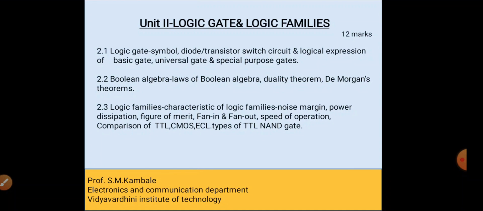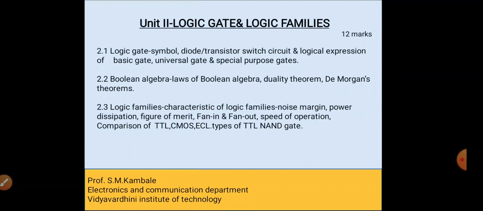Now looking towards the next, Boolean algebra. Here are various laws of Boolean algebra like commutative law, associative law, AND law, OR law, double inversion law, etc. Here there is also the duality theorem, and then next is De Morgan's theorem. There are 2 De Morgan's theorems which will be asked in the MSBTE exam papers.